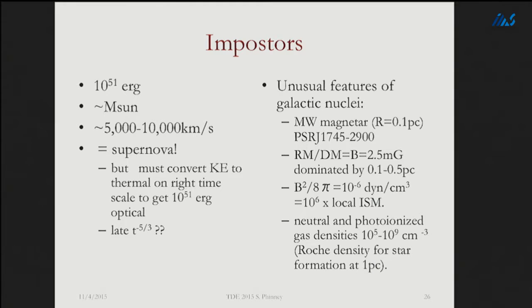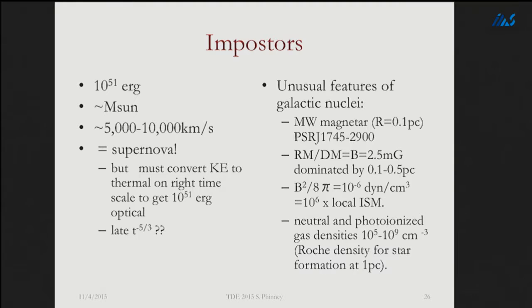So the recently discovered magnetar in the center of the Milky Way has a ratio of rotation measure to dispersion measure of 2.5 milligauss, dominated by the 0.1 to 5 parsec. That's a magnetic pressure more than a million times larger than that in the local interstellar medium. So that means that neutral and photoionized gas density in equilibrium with this will have densities of 10 to the 5 or 10 to the 9 per cubic centimeter. And if you blow up a supernova in this sort of material, it goes directly from the free expansion phase, skips the Sedov phase, goes immediately into the radiative phase in less than a year.